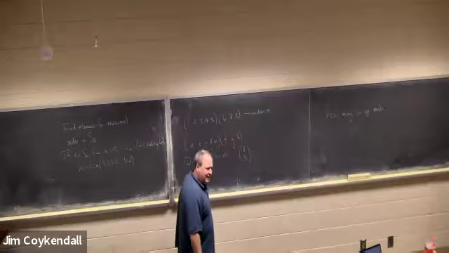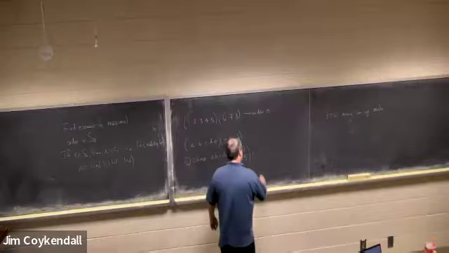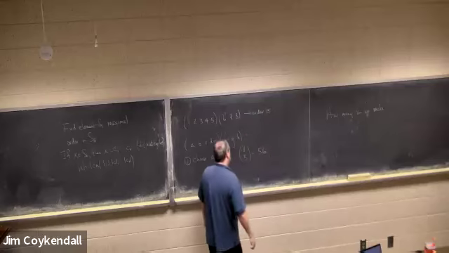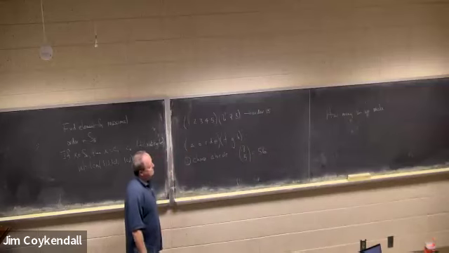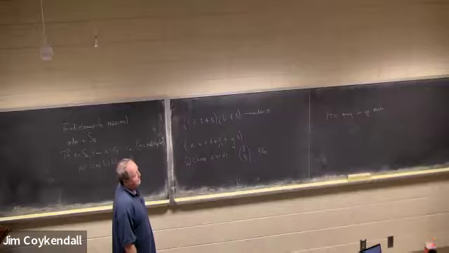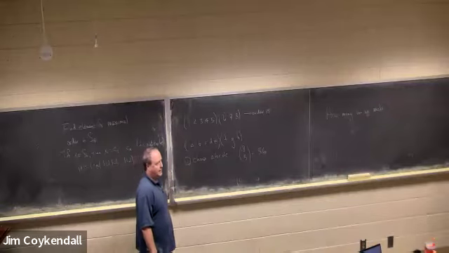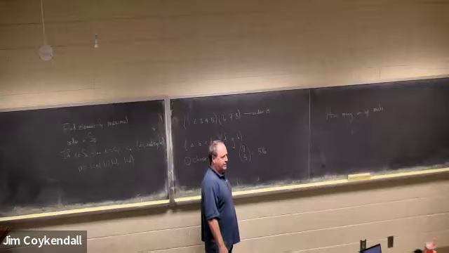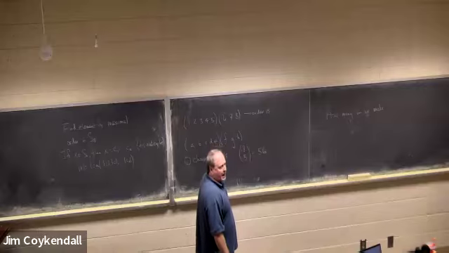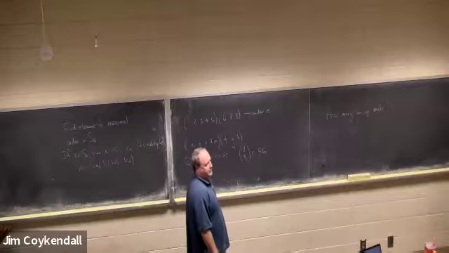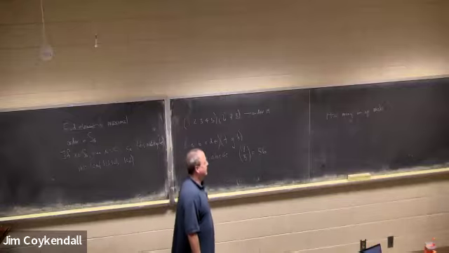I agree with that. 8 choose 5 is 56. So just keep that for the one. It's 8 factorial over 5 factorial times 3 factorial. It's the same thing as the binomial coefficient.